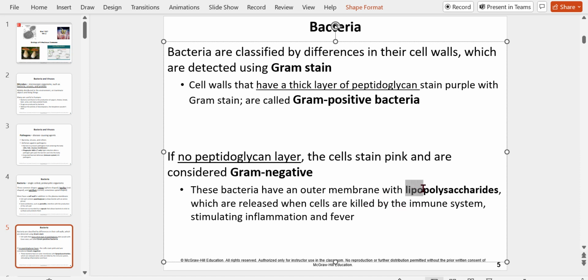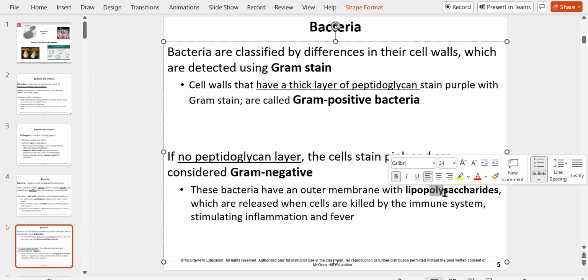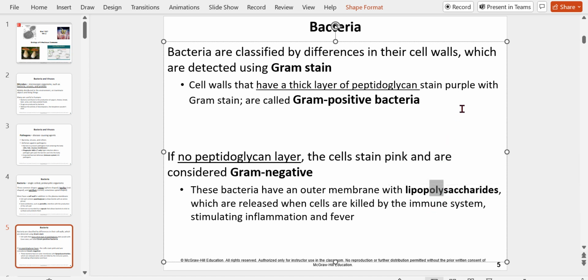These bacteria have an outer membrane with lipopolysaccharides. Lipo, fat, poly, many, saccharide, sugar, which are released when cells are killed by the immune system, stimulating inflammation and fever.